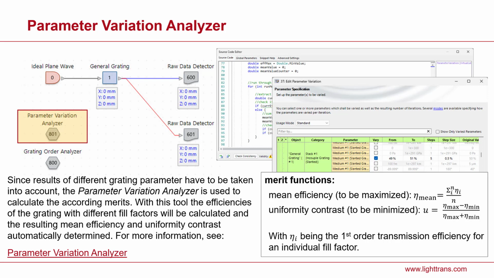of interest, which are mean efficiency, that we want to maximize, and uniformity contrast, which we want to minimize. And eta in those formulas denotes the efficiency for the first order in transmission for a given fill factor. So we're exclusively looking at that first order in transmission, the working order.